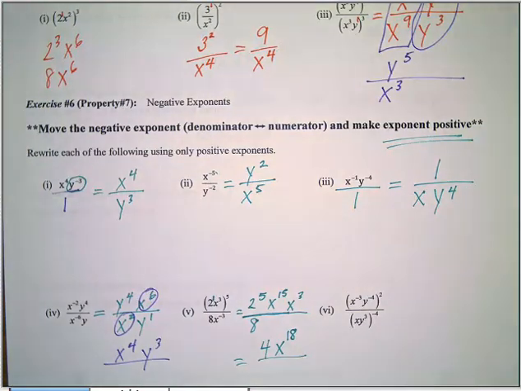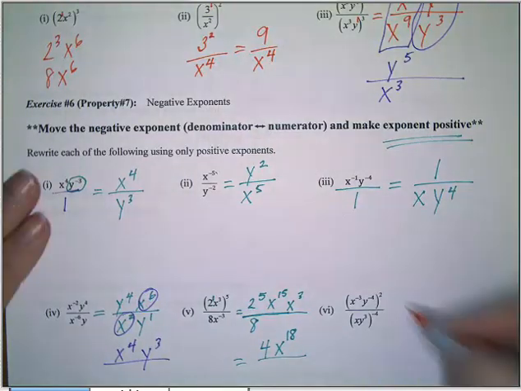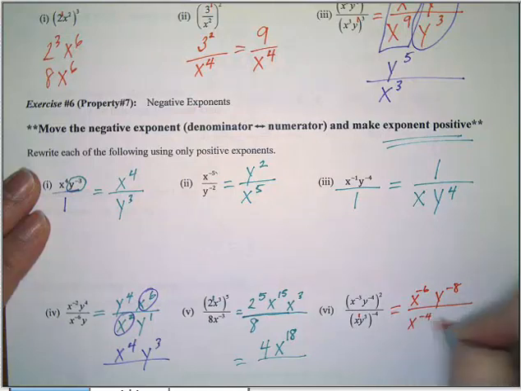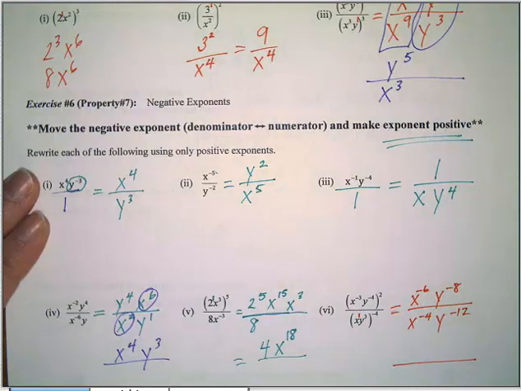And the last example has parentheses with exponents outside on both, so I'm going to do the numerator, and then I'm going to do the denominator, and then I'm going to simplify. So on top, I get x to the negative 6, y to the negative 8. On the bottom, remember that's a 1, so I have x to the negative 4, and y to the negative 12. Now I'm going to move everything and make it positive.